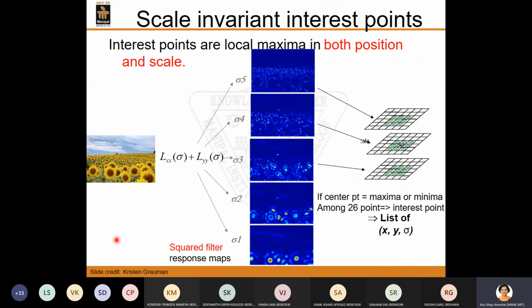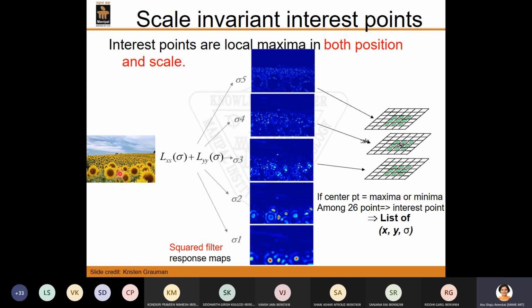So just to explain further what I was saying in the previous slide, let's say I'm considering this image. This is an image of a sunflower field. The sunflowers which are much closer to the camera are larger in size, and you have sunflowers which are further away, where the blob size decreases as the distance increases. So this is an example of an image where you have objects of different blob sizes.